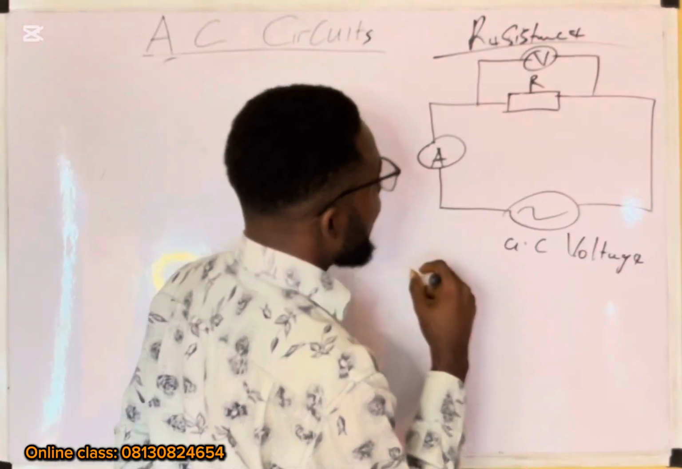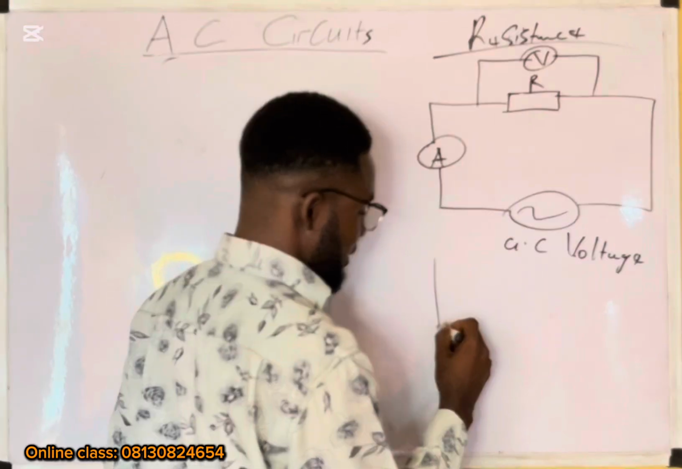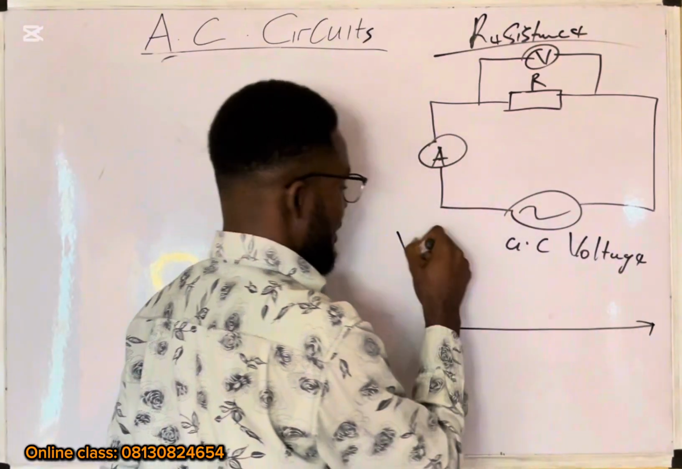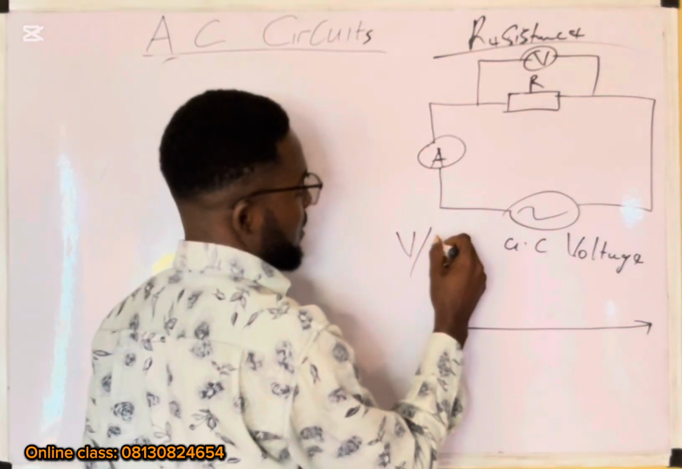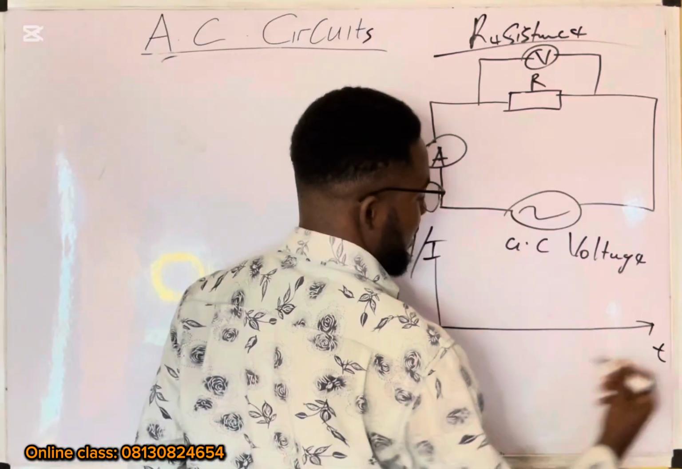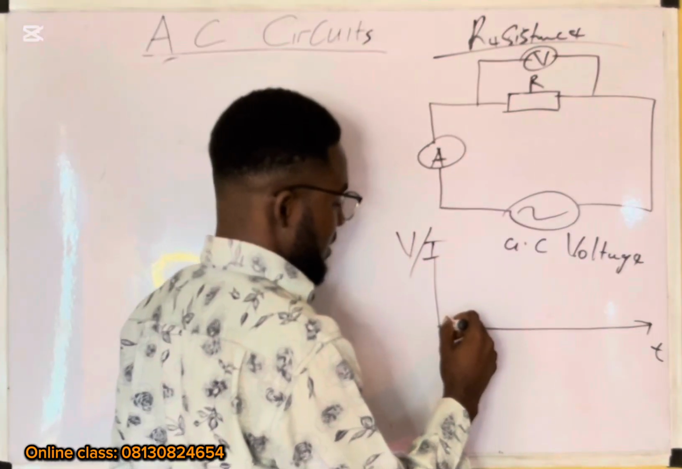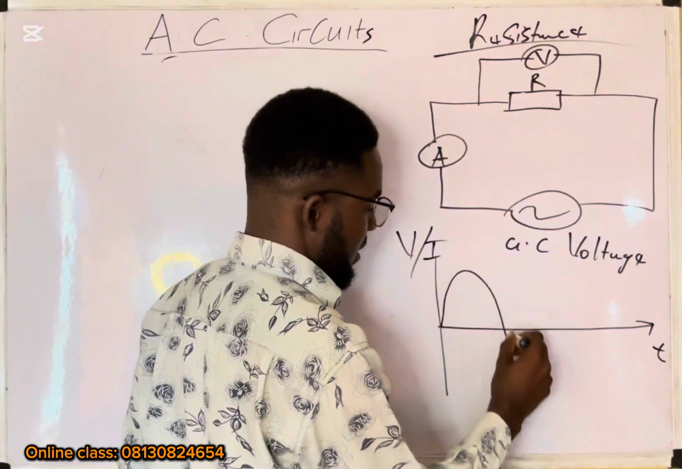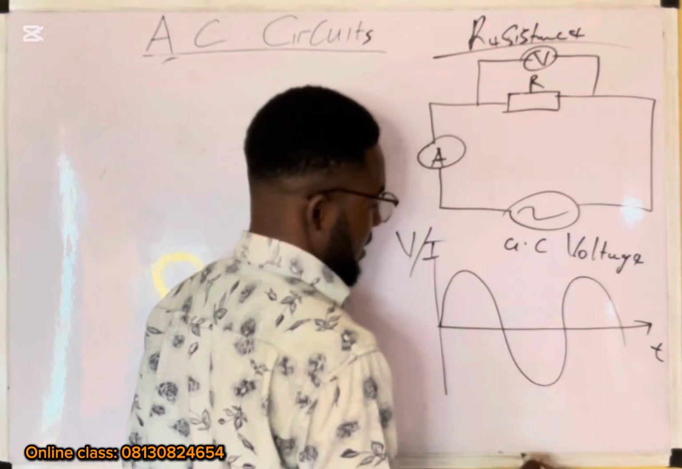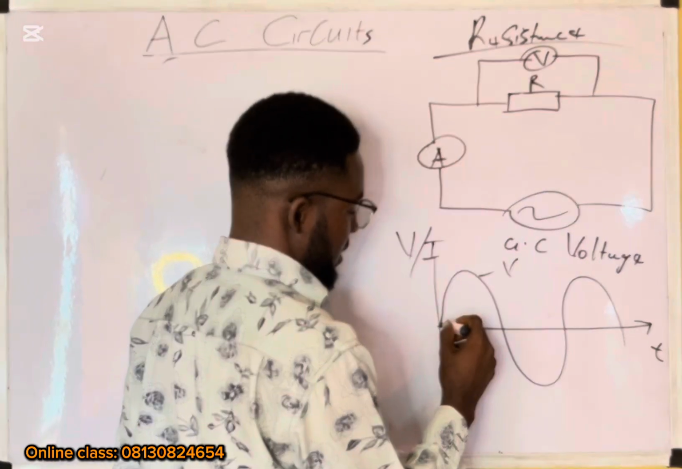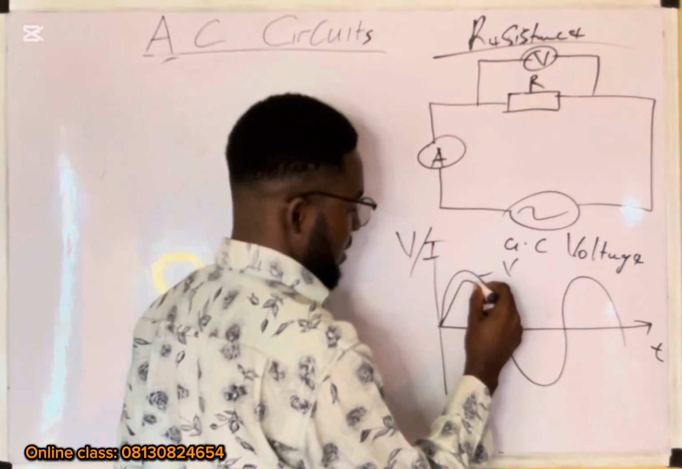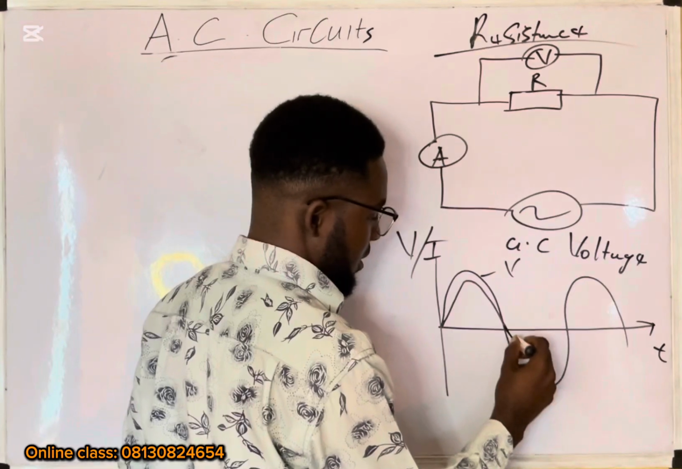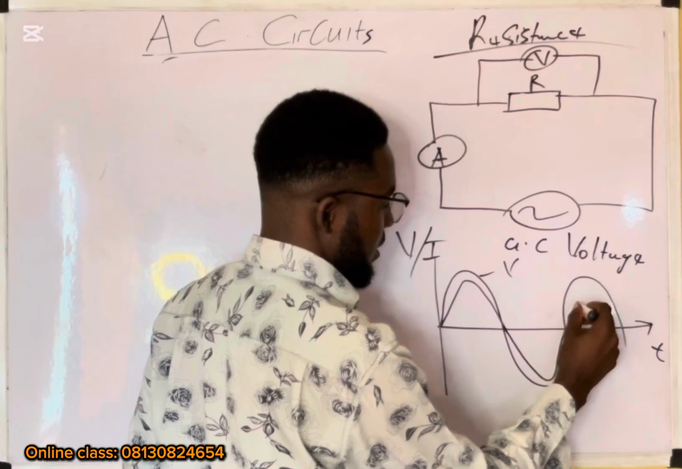So, for the graphical representation, we plot voltage and current against time. If this is the voltage, this is the current. You see, they are in phase with each other.